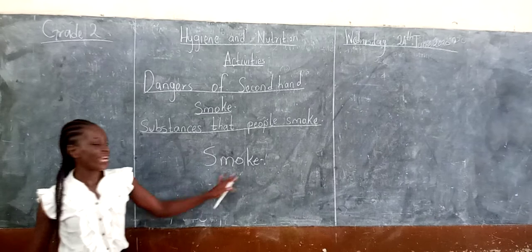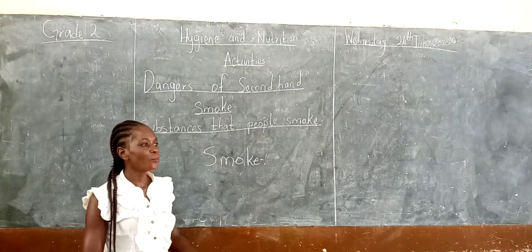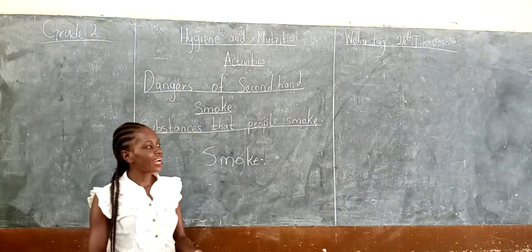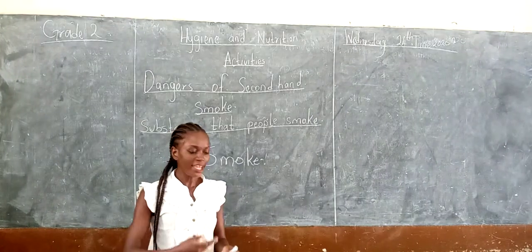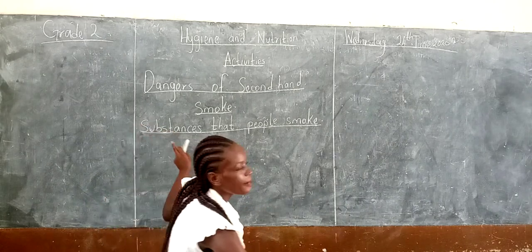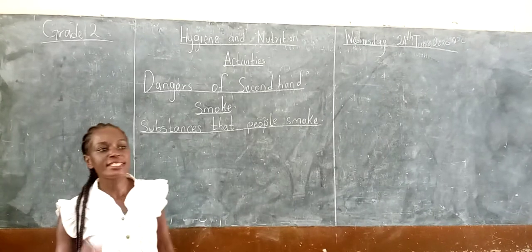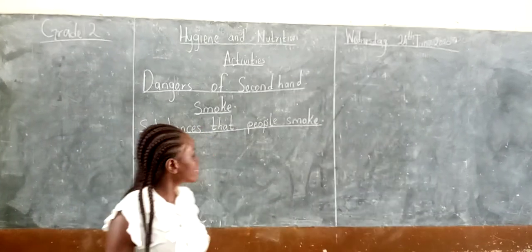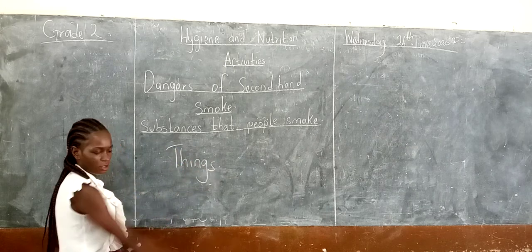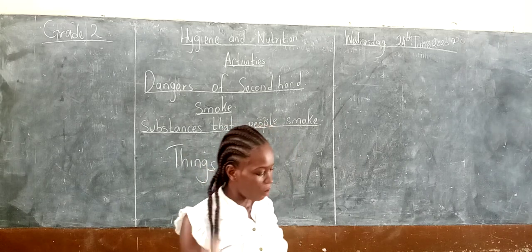Every day we see smoke, for example at home, when we light up our jiko, you will see the smoke coming from the jiko. When they light up the candle, you will see the smoke coming from the candle. So today, we want to look at those substances that people smoke. And what are substances? Substances are the things that people smoke. So we want to look at these things that human beings smoke.